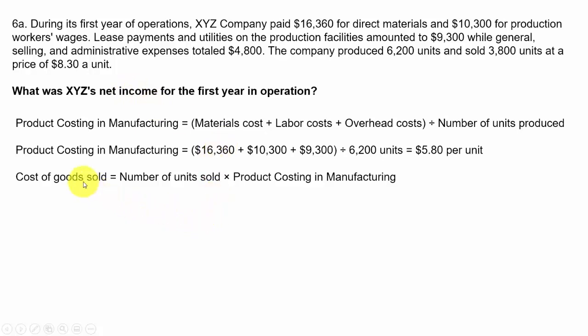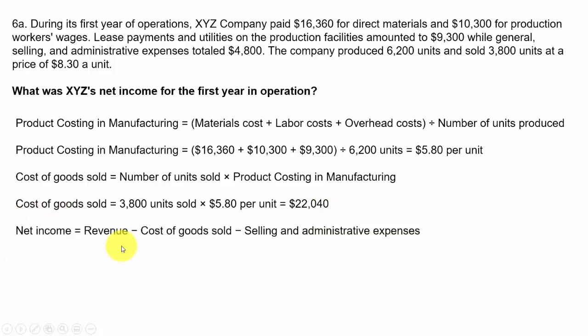So in order to get cost of goods sold, you want to take the number of units that we sold, and so it looks like we made 6,200 units and we sold 3,800 of those. And that 3,800 we'll put in here, multiply it times the cost per unit, which is $5.80, and this will give us the cost of the units that we sold, which is $22,040.